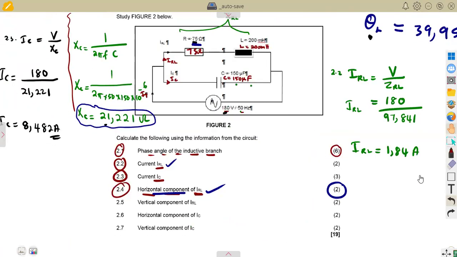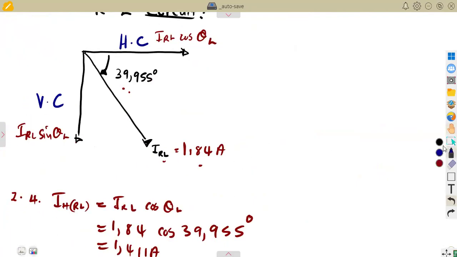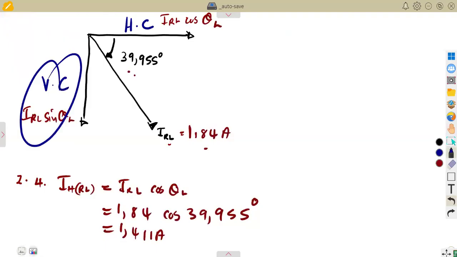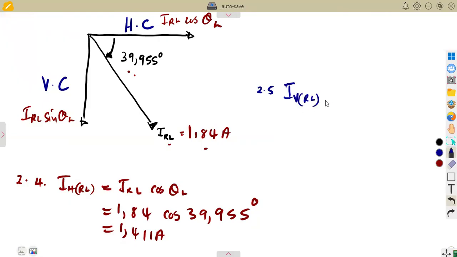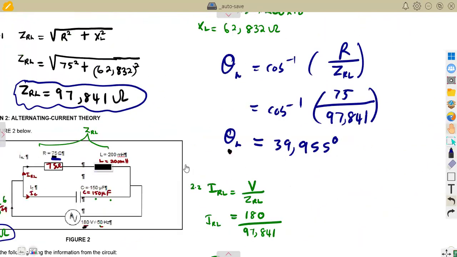Then for the vertical component, 2.5 is for the vertical component of the same current IRL. So now we need the vertical component. And like I said, in this case, this is our vertical component. So 2.5, you can just write this as vertical component. This is given as IRL sine theta, which is the theta that you calculated. So that's 1.84 sine of 39.955 degrees. Okay. So that was going to give us 1.182 amps. So that is how you calculate this when dealing with the coil.